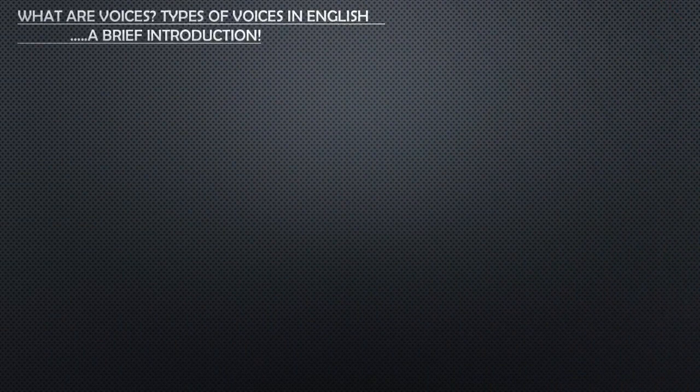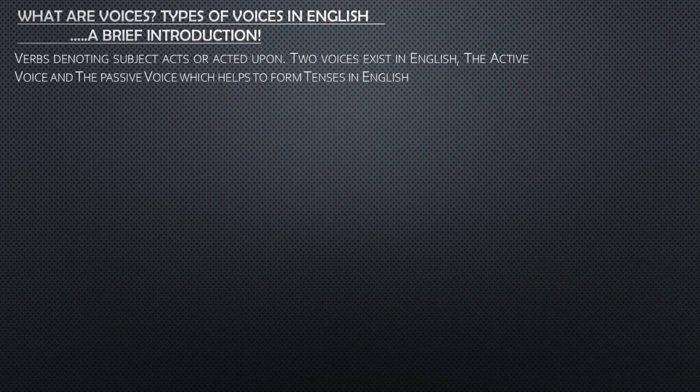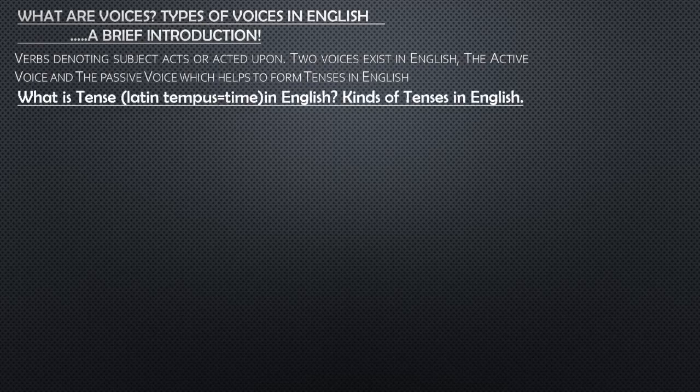What are voices? Types of voices in English: a brief introduction. Verbs denote whether the subject acts or is acted upon. Two voices exist in English, the active voice and the passive voice, which have to form tenses in English. What do you understand by the term tense in English?